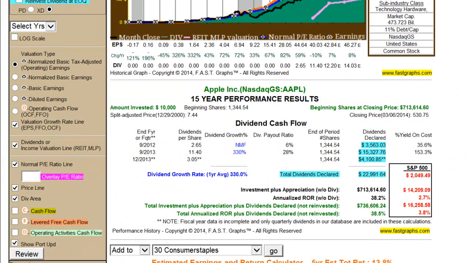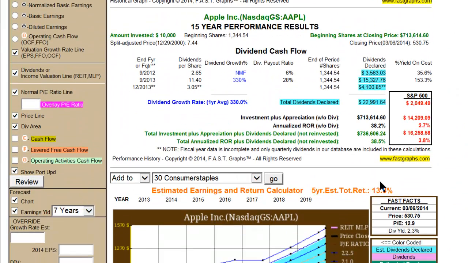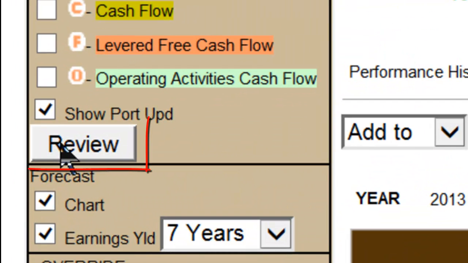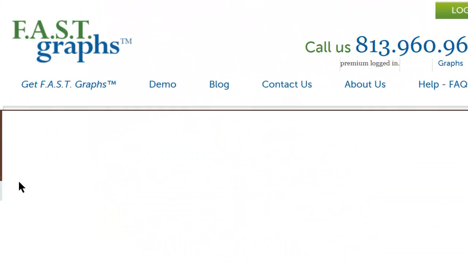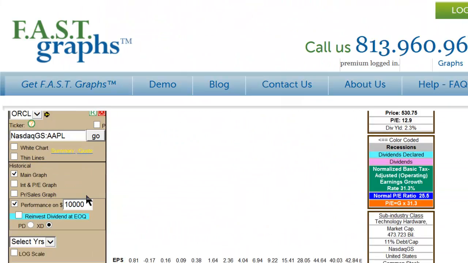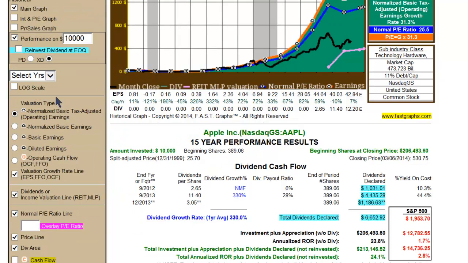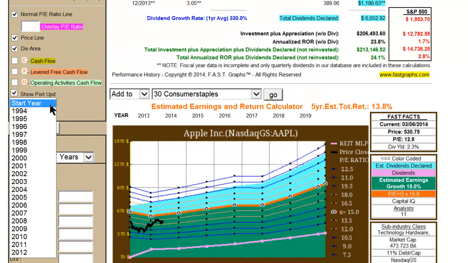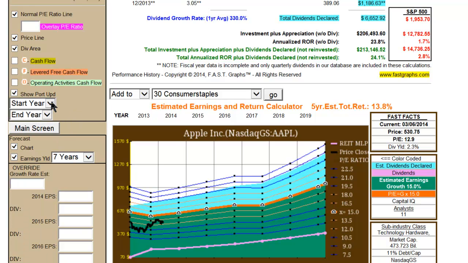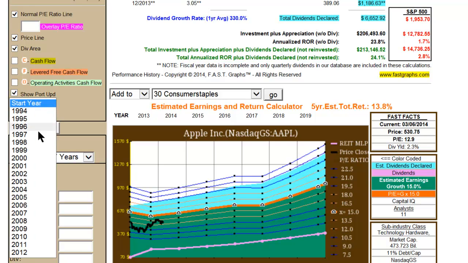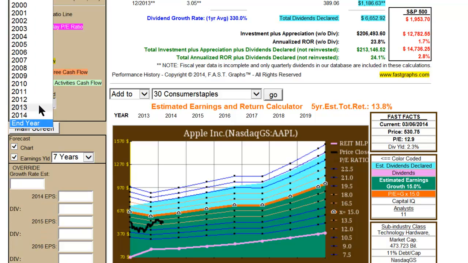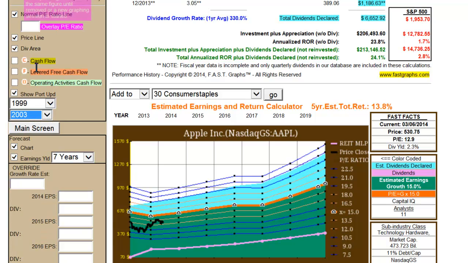There is one additional historical F.A.S.T graph navigational item only available to the premium subscriber. Premium subscribers have the ability to click the gray rectangular button titled Review, which takes you to an area of the historical F.A.S.T graphs that allows you to review specific historical time frames. In this section, you will see two buttons with drop-down windows titled Start Year and End Year. By clicking the drop-down window, the premium subscriber can pick a history that they would like to examine. For example, 1999 to 2003.